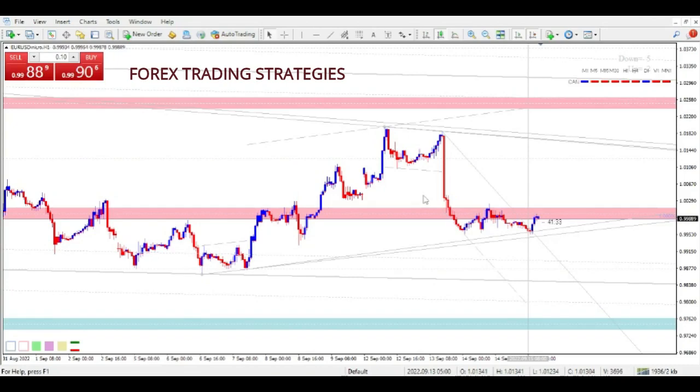Let's just say 2 to 4 pairs. So what you want to do is find pairs that you like. Find 4 pairs that you like, but really, if we're going to be strict, find 1 or 2 pairs that you like, that you can clearly understand their movements, that you can really understand what drives them, how they behave each and every day. Then you can focus on those.